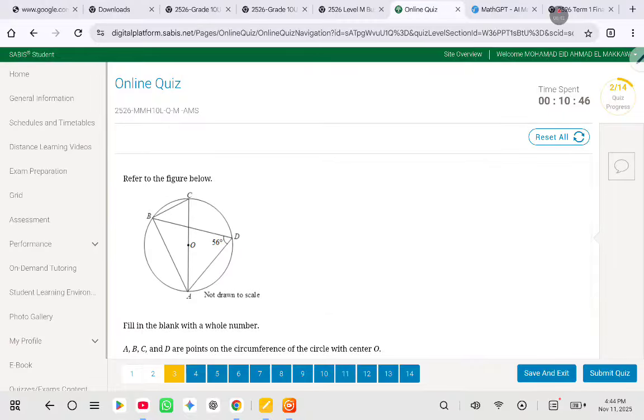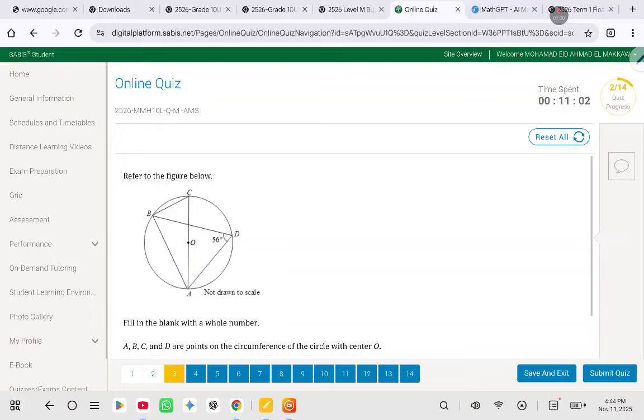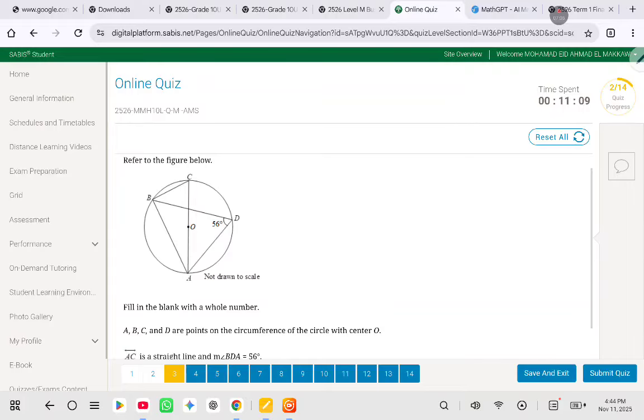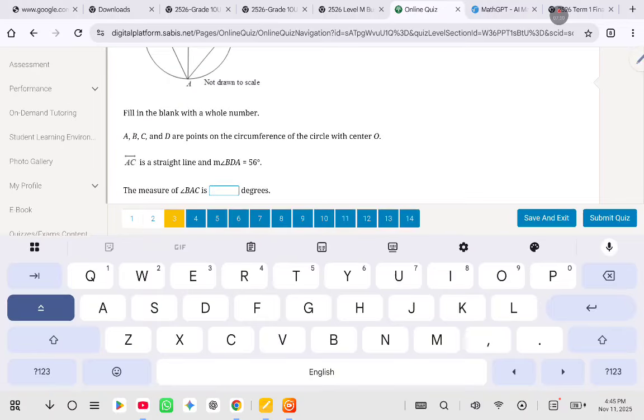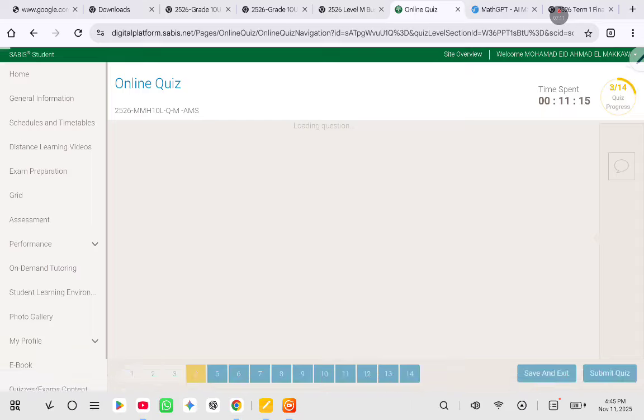So if C is 56 and B is opposite to the diameter, that means it's 90. Guys, isn't A just 180 minus 90 minus 56? Because we have both angles. We have 56 because C is facing the same arc as angle D. We got 90 because B is opposite of the diameter. So we just do 180 minus 90 minus 56 to get angle A, which is 34, guys.